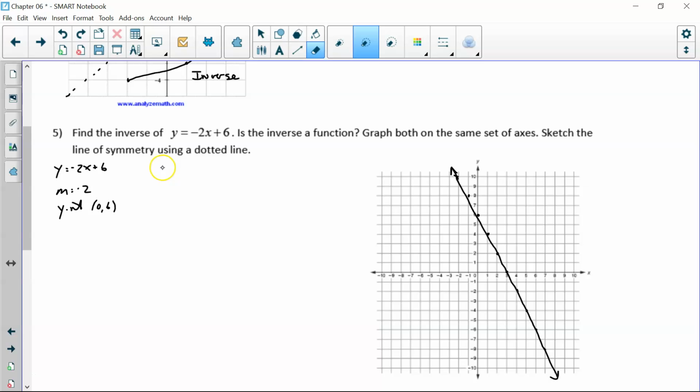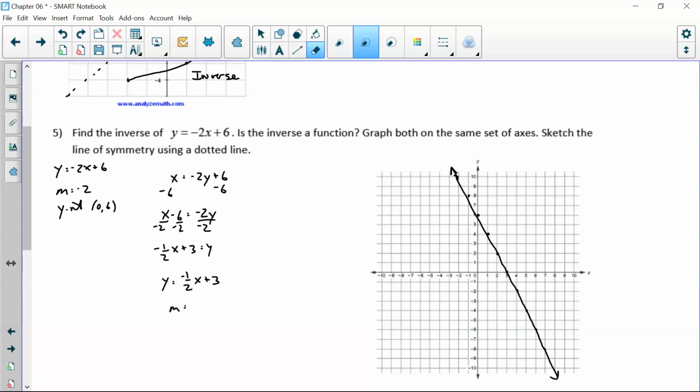Now, for the inverse, switch the x and the y. So x equals -2y plus 6. Subtract 6 from both sides. x minus 6 equals -2y. And divide each term by -2. -1/2 x plus 3 equals y, or y equals -1/2 x plus 3.